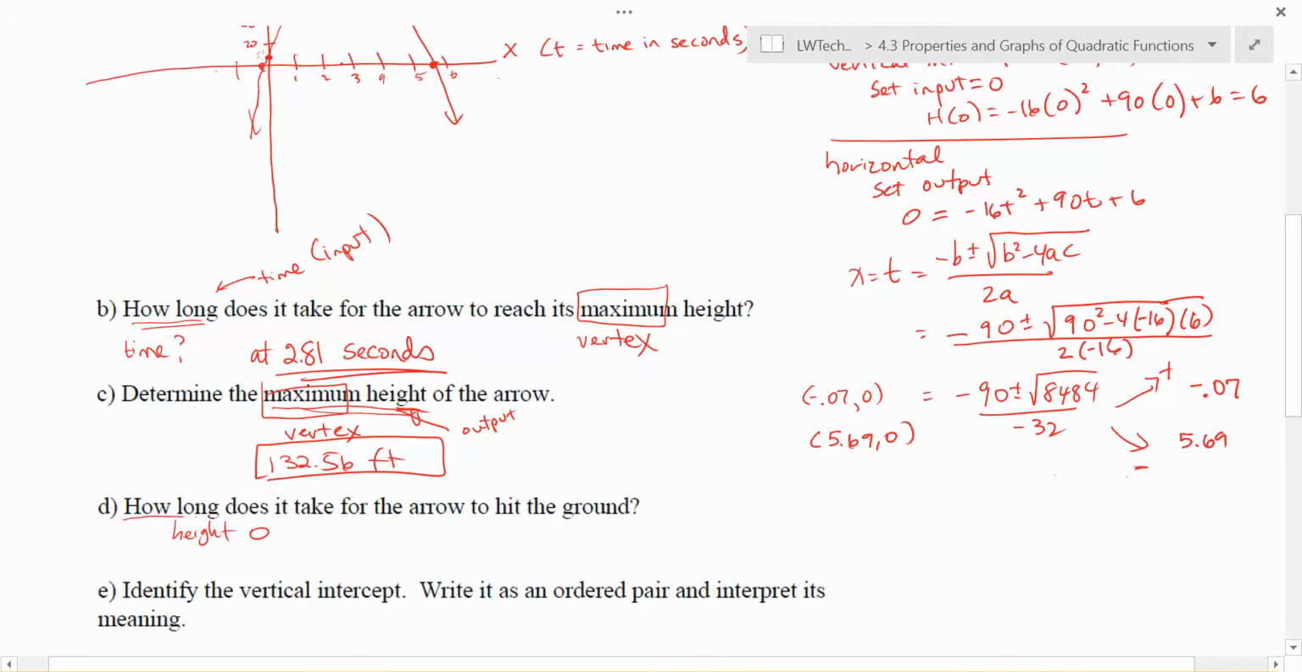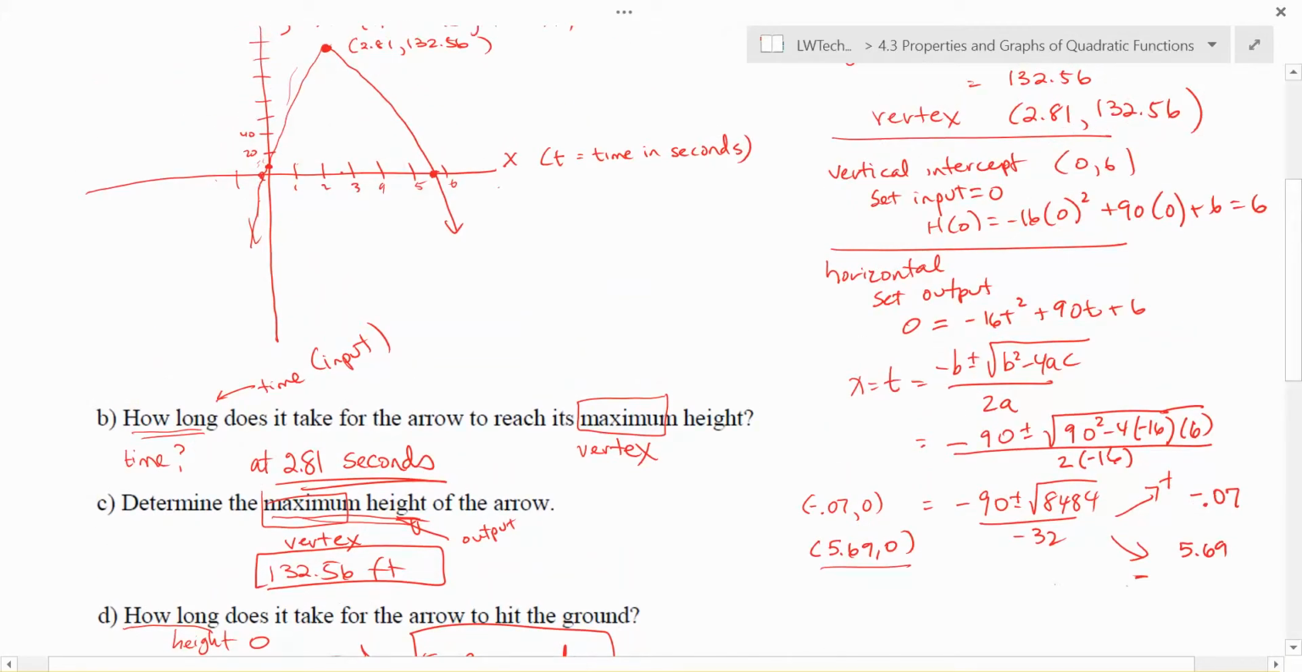So we want to know the time when it hits the ground. In this case, what that is really asking us for is what's the horizontal intercept. So if we look over here, our horizontal intercept calculations, that's going to happen at 5.69 seconds. Now notice there is another horizontal intercept over here, but the time is negative, which really doesn't make any sense.